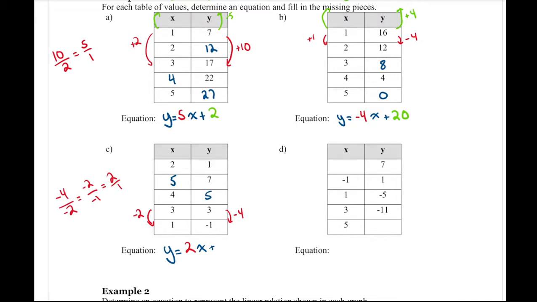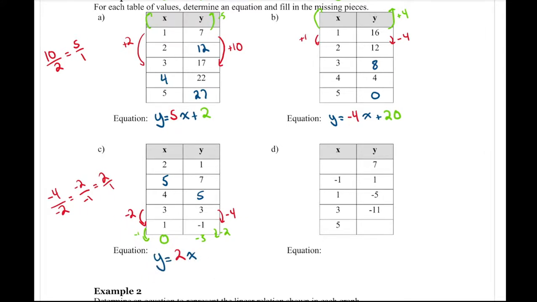We do need to figure out what our b value or our constant is. Again, we can continue on with this pattern. If I continue, if I go down to 0, that means I need to decrease this by 2, which would take me to -3. So that means, just move this down a bit, that my equation is going to be y equals 2x minus 3.